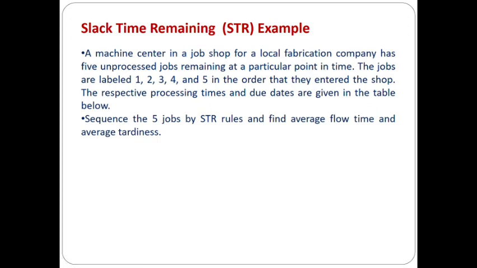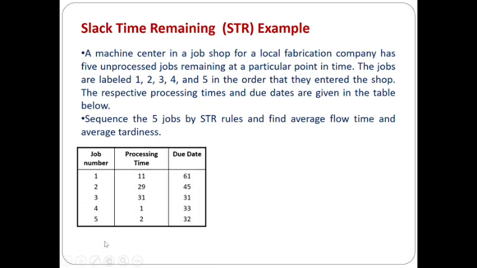Here is an example problem. So we have 5 different jobs. They should be sequenced to go through a machining center. The processing times are given here in days, and the due date is also given. We have to sequence these 5 jobs by using the STR rule, that is slack time remaining rule, and find the average flow time and average tardiness.